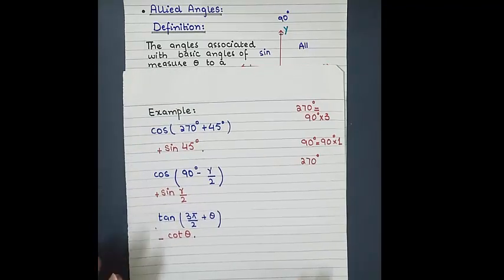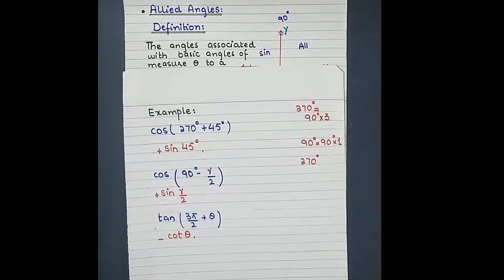So this is how we solve the trigonometric ratios of allied angles. Hope you have got the idea very clearly.